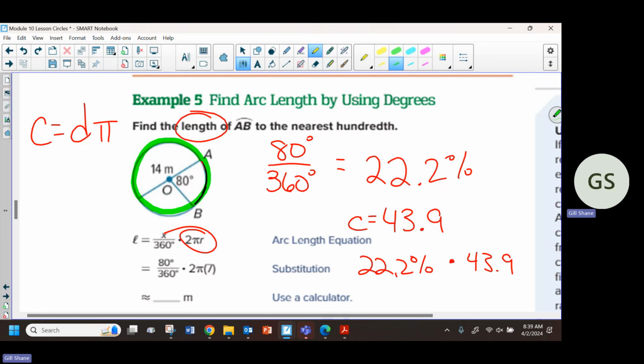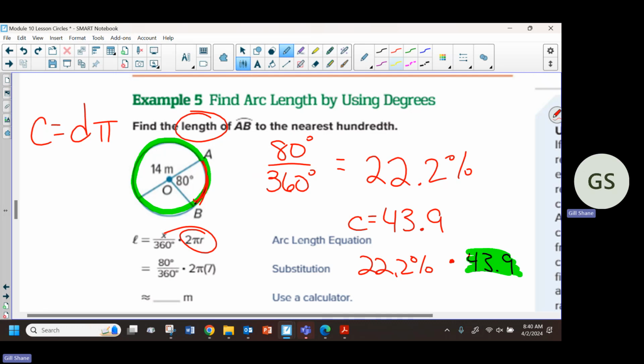So the whole entire green line, let's do this. The whole entire green line is 43.9. Actually, let's write over it. The red line, which is about 1/4 of that, 22.2% to be more accurate, is a length.